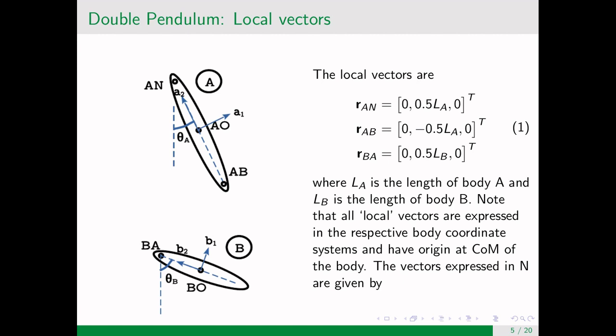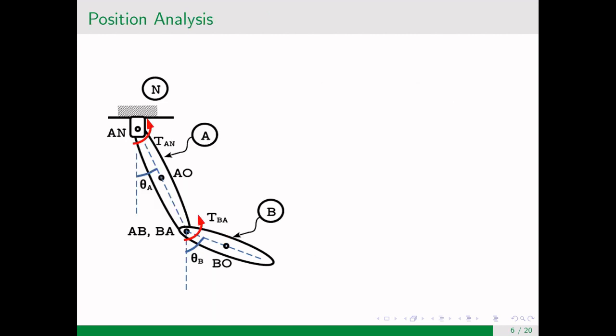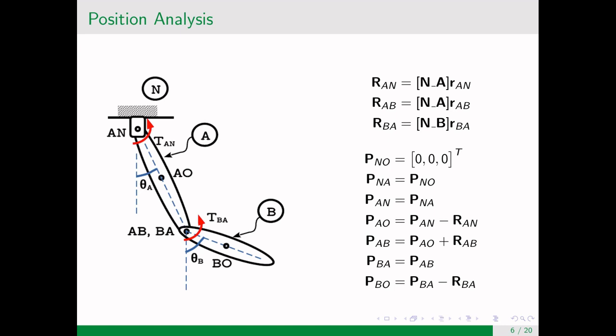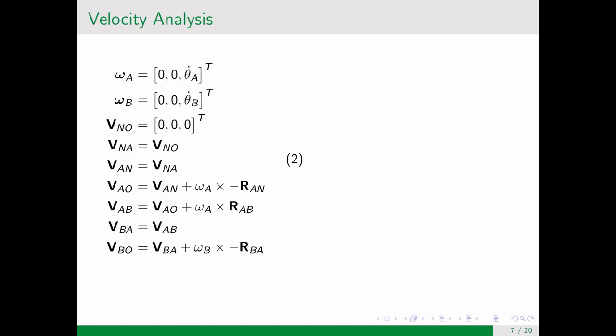Okay. So now position analysis. Before doing the position analysis, we will first determine the capital R vectors, which are the same as the local vectors but are expressed now in the ground fixed coordinate system. Okay. You have the position analysis, which is basically determining the coordinates of all the points of interest. So all of these are points of interest. So we will determine the positions using these equations. Okay. Once that is done, then we can do the velocity analysis.